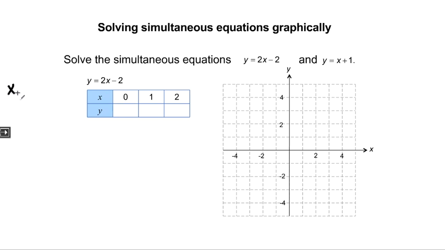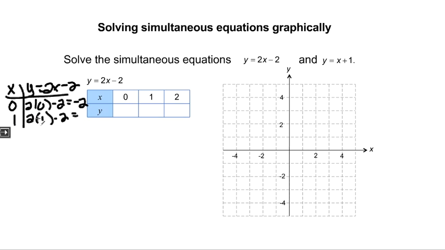So if I do my input and output table, for x equals 0, I'm going to get 2 times 0 minus 2, which is equal to -2. For 1, I'm going to get 2 times 1 minus 2. 2 times 1 is 2, minus 2 is 0. And then if I plug in 2, I'm going to get 2 times 2 minus 2, lots of 2's there. So I get 4 minus 2, which is 2. So that should match what you see here.